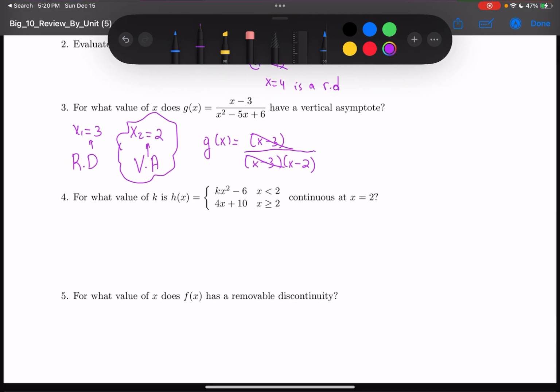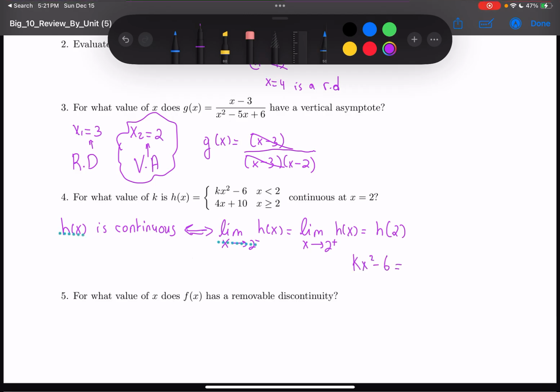In number 4, they wanted me to find the value of k which makes the piecewise function continuous. Now, you have to remember that in order for a function to be continuous, you must have the following equality: the limit as x tends to 2 minus of h of x should be equal to the limit as x tends to 2 plus of h of x, which should be equal to h of 2. That being said, you can set kx squared minus 6 equal to 4x plus 10. Now, setting x equal to 2, you're going to get 4k minus 6 equals 8 plus 10. And then you're going to get 4k equal to 18 plus 6, which is 24, divided by 4, divided by 4, and k is going to be equal to 6.